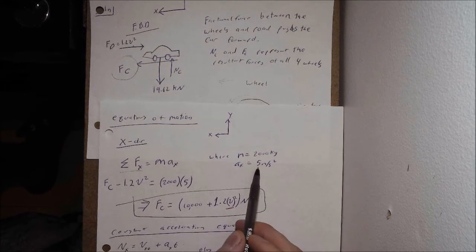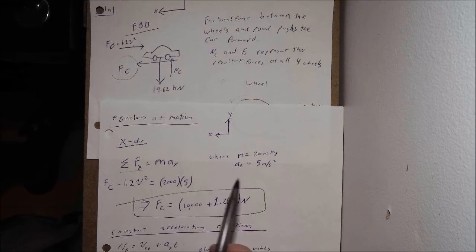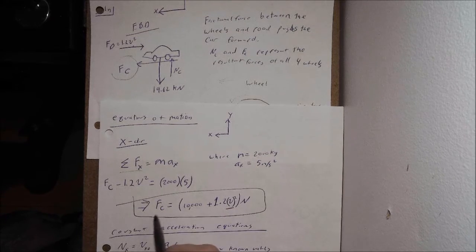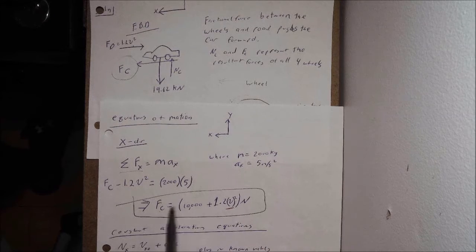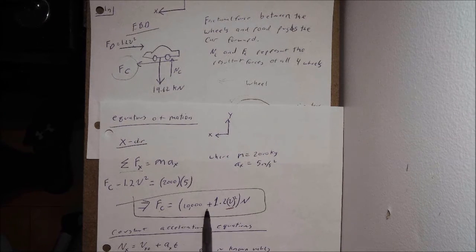Our a sub x is given to us as 5 meters per second squared. Plug those in. Our only unknowns are F sub c and our v. So now we have one equation and two unknowns. F sub c is equal to 10,000 plus 1.2 times v squared in units of newtons.